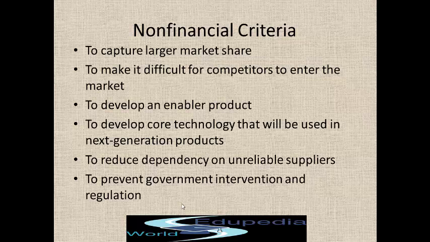To make it difficult for competitors to enter the market. So you're spending money so that competition is not able to compete with you once you get the strategic project done. To develop an enabler product. To do something which will improve your existing product. To develop core technology that will be used in the next generation products. To reduce dependency on unreliable suppliers. To prevent government intervention and regulation. So these are some of the non-financial criteria which we would be considering while selecting a project.